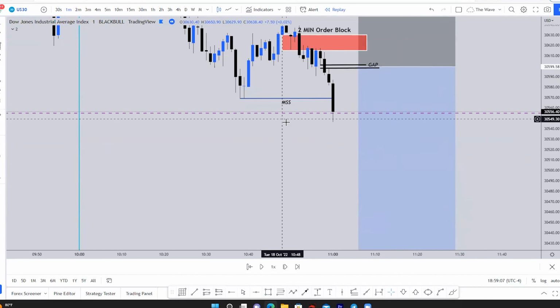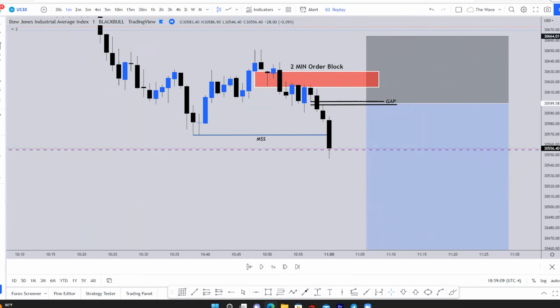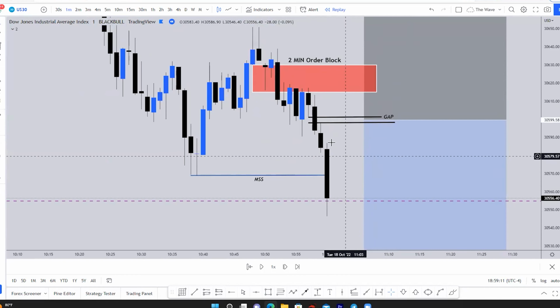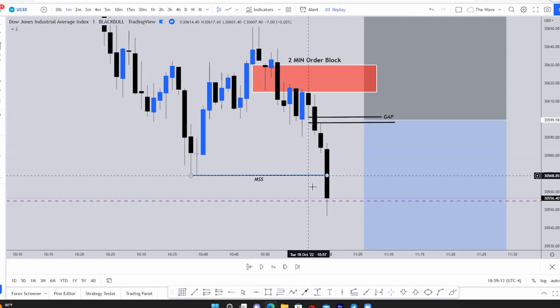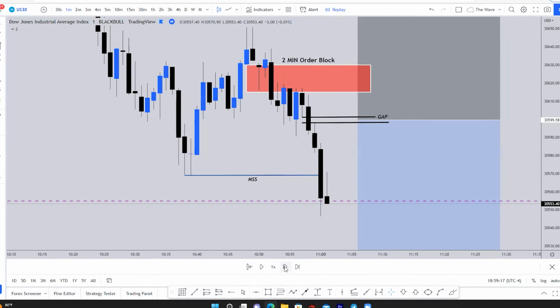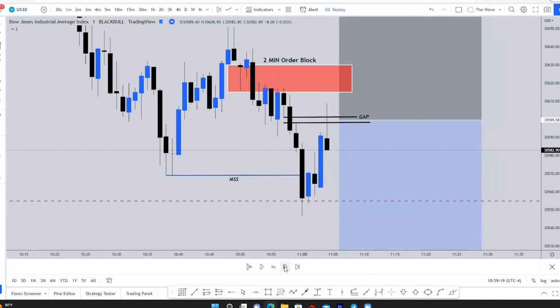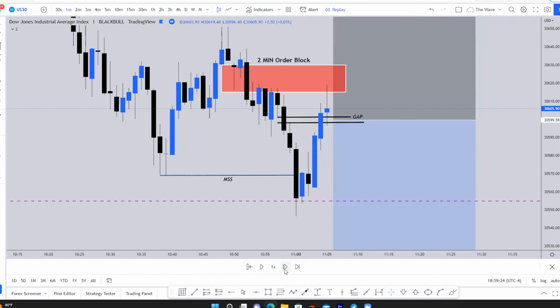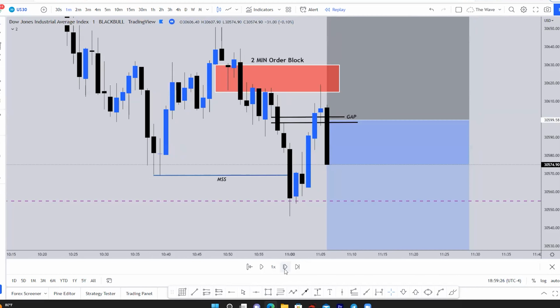So at this point, I'm just patiently waiting for price to come back to us. You never want to try to chase it as it's coming down. Be patient, wait for it to come back to you. And you see it moved down a little bit and then came back up. Then as it started to drop down on this next candle, I was able to enter right here at 30600.